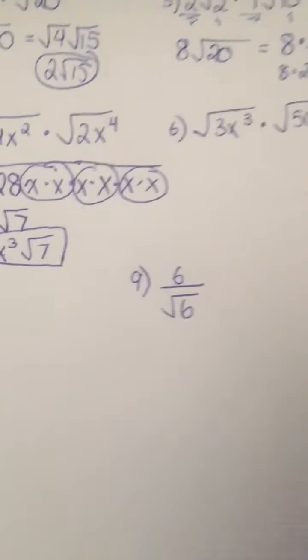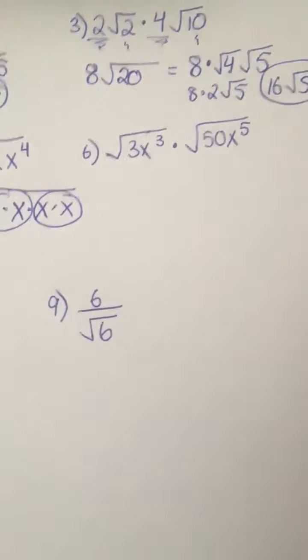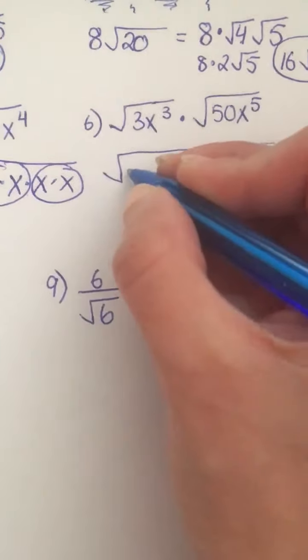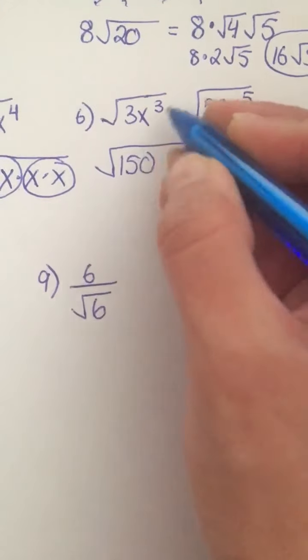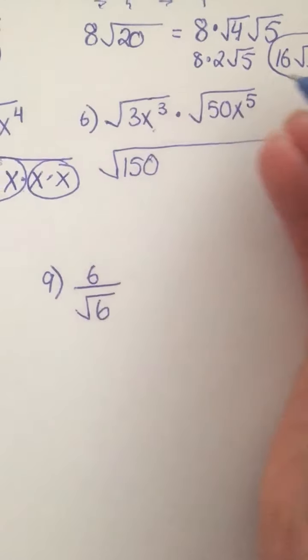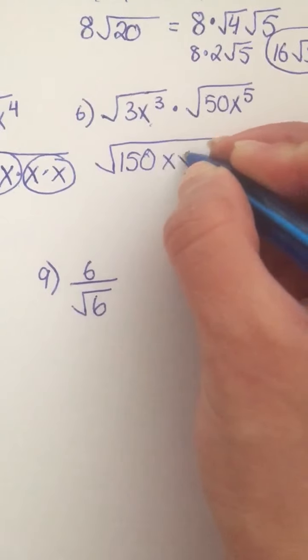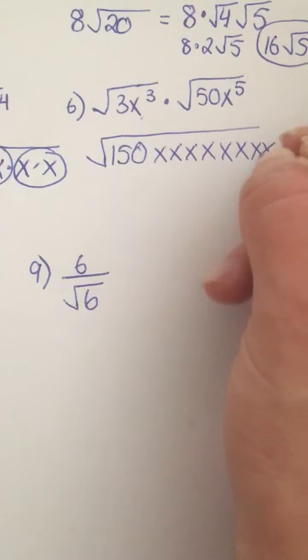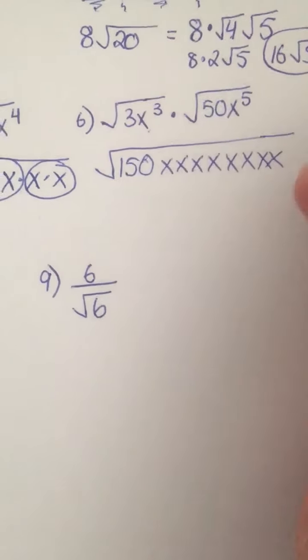And we'll do this one more time, something similar. So we have radical 3 times 50 is 150. And then we have 3 x's there and 5 there. So that's going to give us 8 x's overall. 5, 6, 7, 8.